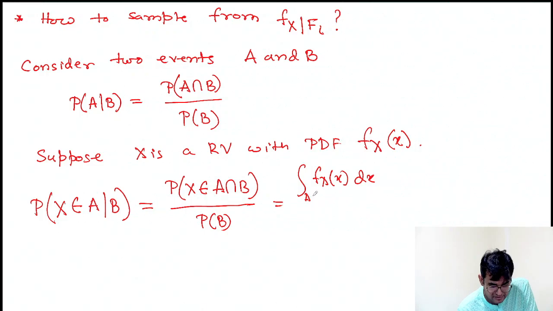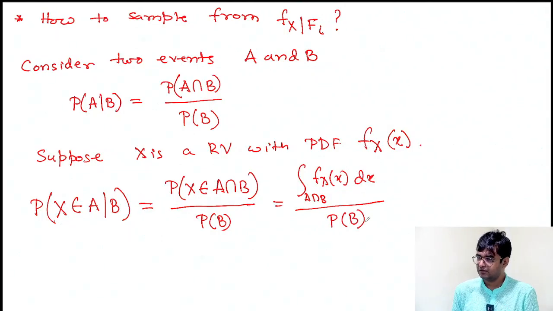A is not a number, A is an event. Keep it in mind. So A can be something like minus 2 to 3, anything between them. It can be like that also. So in what range? In the range where the event holds. And what is the event here? A intersection B. So you should integrate it in the range where the event holds, which is A intersection B. Correct? Everyone follows? So this should be in the range A intersection B divided by P of B.